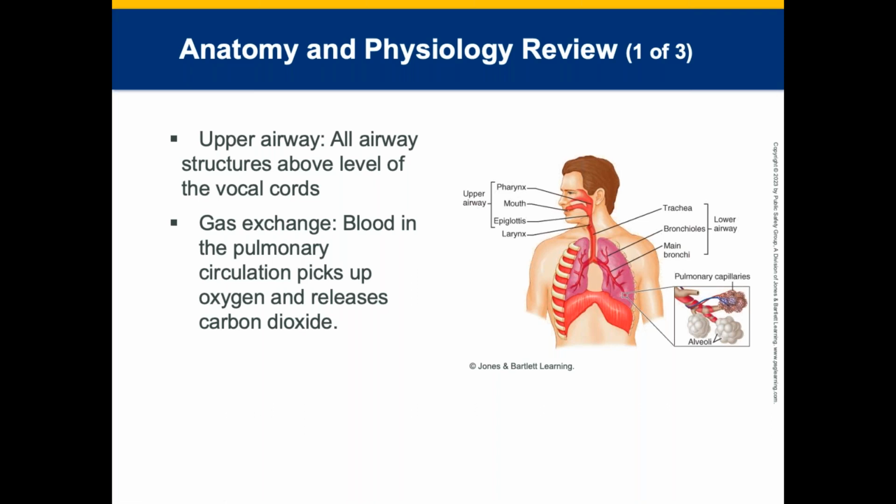So the respiratory system consists of all the structures that contribute to the breathing process. The upper airway includes all anatomic airway structures above the level of the vocal cords. So if you look at the picture here, we have our vocal cords located here in the larynx. Anything above that is considered upper airway. Anything below that, from the trachea down to the carina, to the main bronchi, to the bronchioles, to the alveoli, all the way down on both sides to the lobes of the lung, that's lower airway.